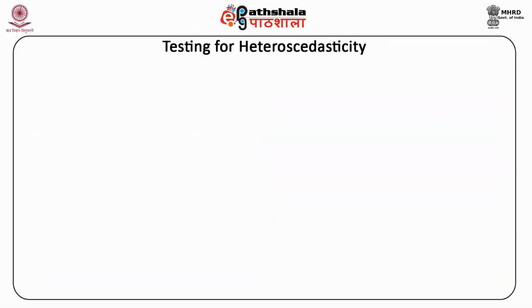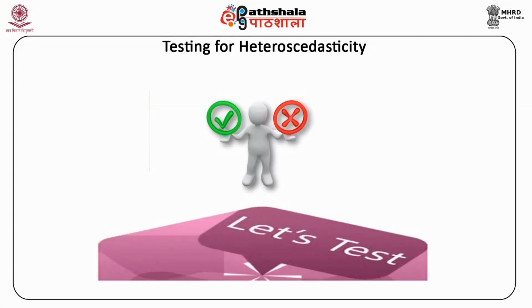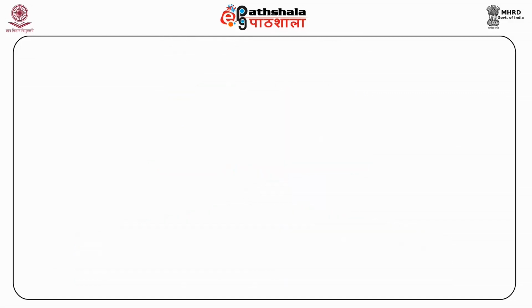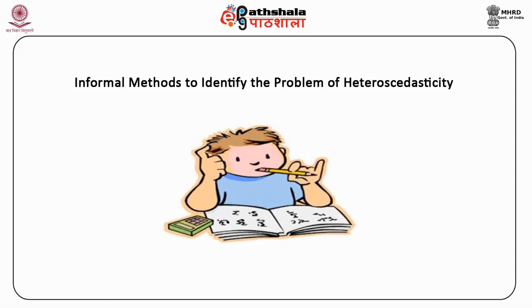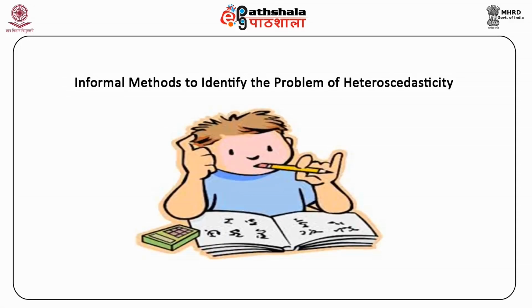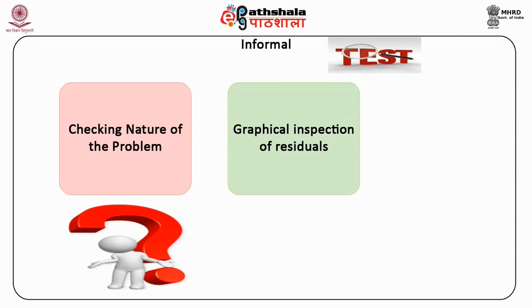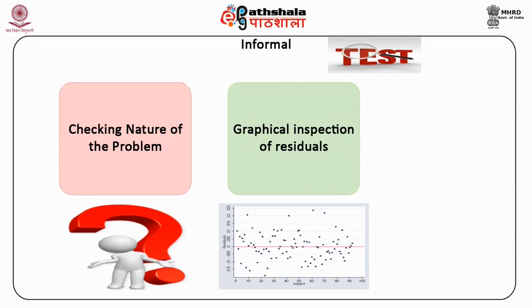So there are two ways in general to check for the presence of heteroscedasticity. The first is the informal way, which is done through graphs, and therefore we call it the graphical method. The second is through the formal tests for the heteroscedasticity problem. Let us now move on to discuss the informal methods to identify the problem of heteroscedasticity. The informal methods are of two types: checking the nature of the problem, and graphical inspection of residuals. Let us now take a look at each one of them in detail.